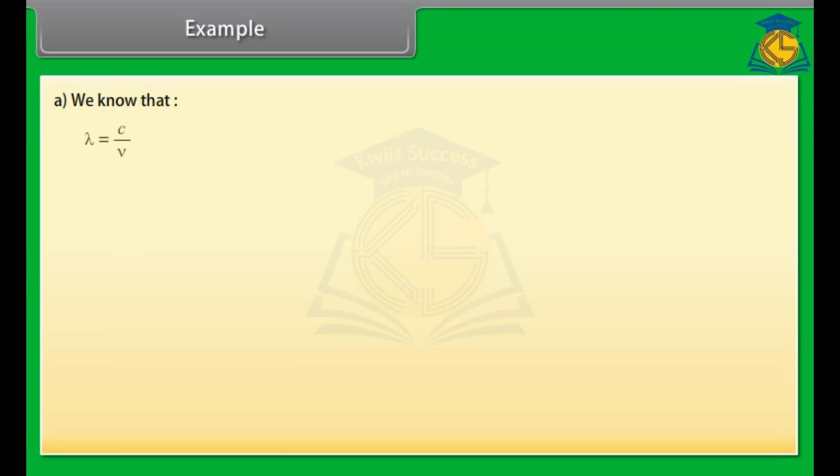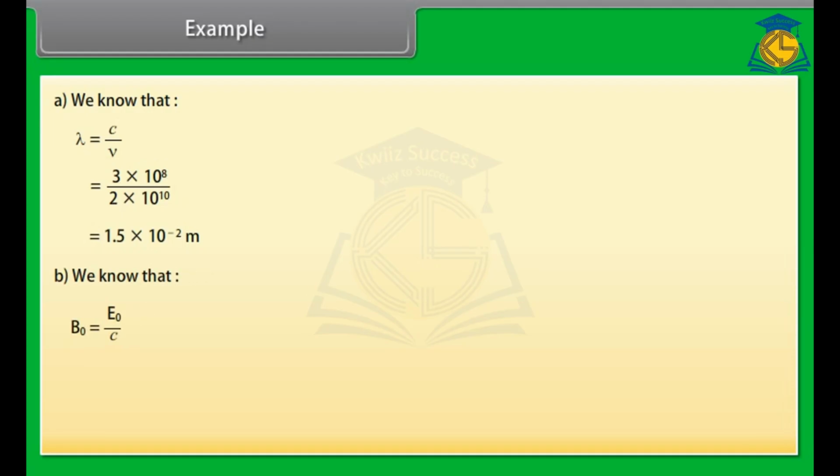We know that lambda is equal to c upon nu. By putting and calculating the values, we get the wavelength of the wave, which is equal to 1.5 × 10^-2 meter. We know that B0 is equal to E0 upon c. By putting and calculating the values, we get the amplitude of the magnetic field, which is equal to 1.6 × 10^-7 Tesla.